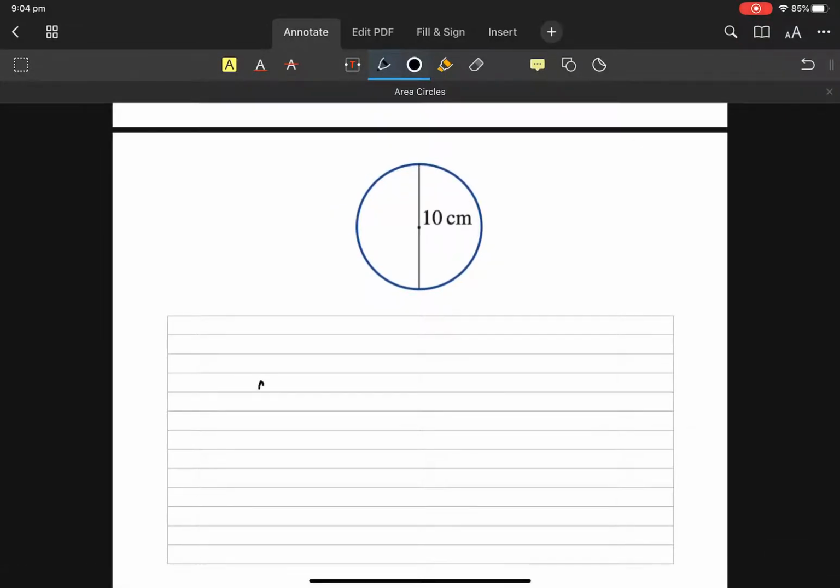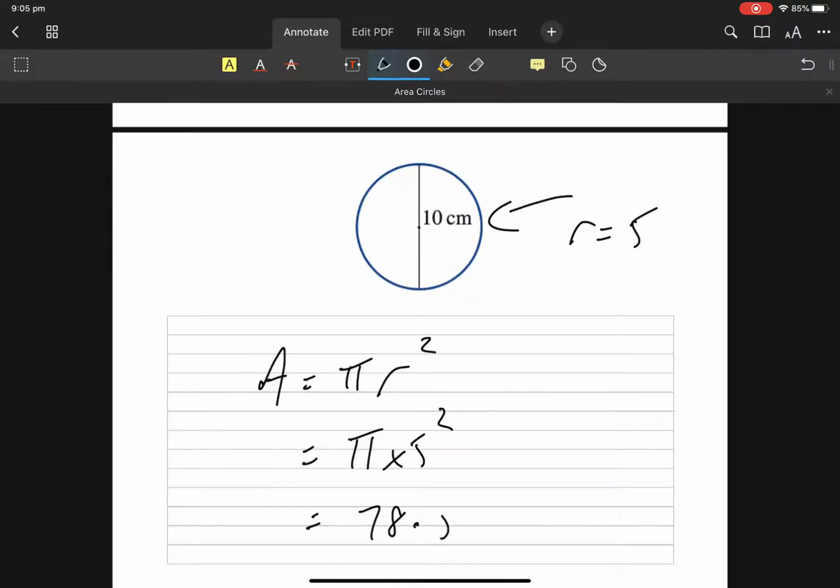Calculate the area of that circle, state the rule. Pi r squared. We've got to work out what the radius is. That's a trick question because 10 is not the radius, 10 is the diameter. Here my radius is half of that, which is 5. Pi times 5 squared. 78.54.